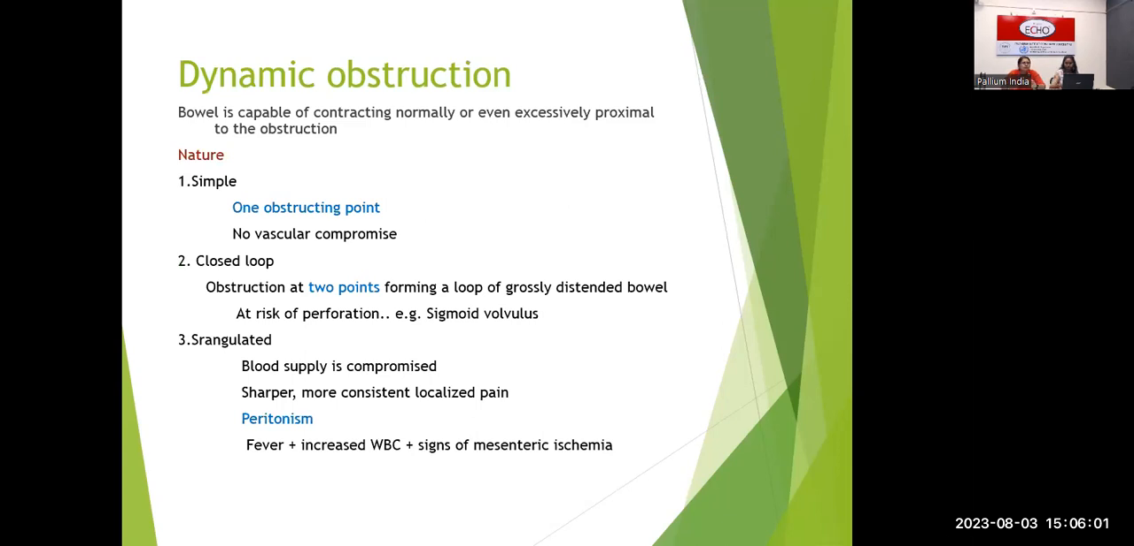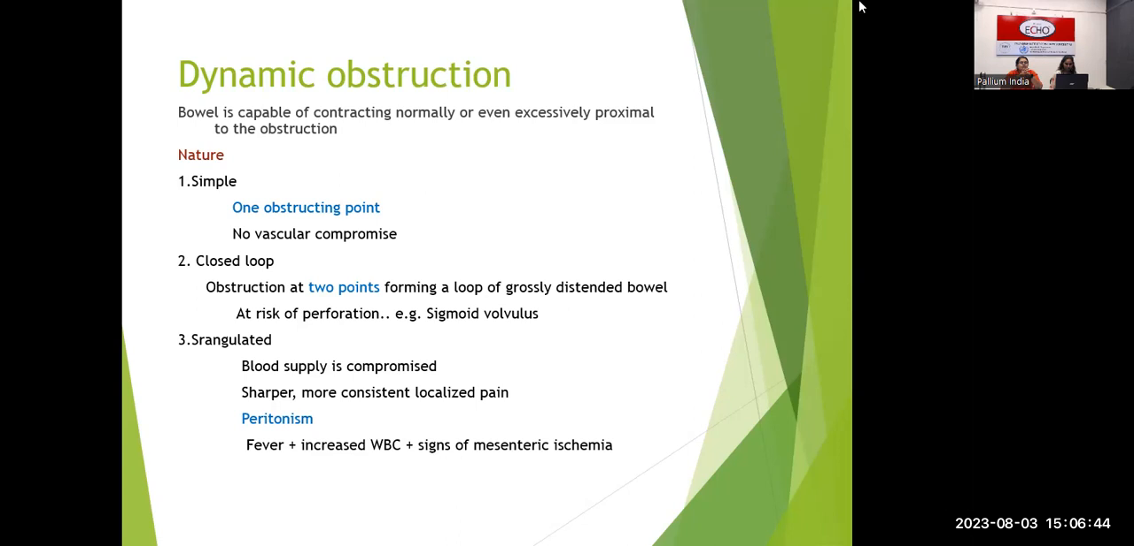In dynamic obstruction, when we look at things in detail, the bowel is capable of contracting normally or even excessively proximal to the obstruction. That is what happens in dynamic obstruction. It can be simple. Simple means there is obstruction at one particular point and there is no vascular compromise. Closed loop means there is obstruction at 2 points, forming a loop, and the bowel loop gets grossly distended.